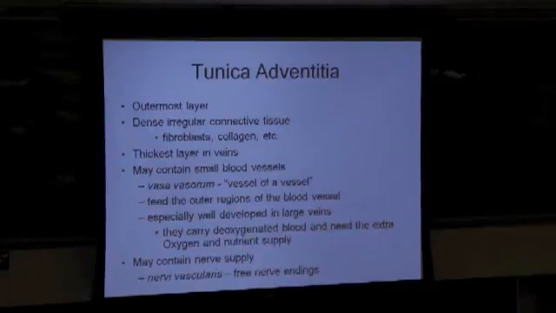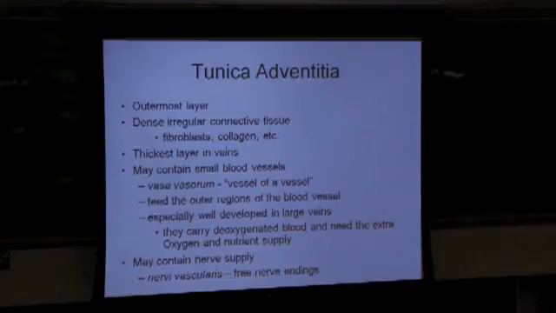Okay. The outermost layer is the adventitia, tunica adventitia. And so here we're looking at a fairly dense, irregular connective tissue. So you guys hopefully remember what that looks like. Lots of fibroblasts. There's going to be some macrophages there, mast cells, things like that.